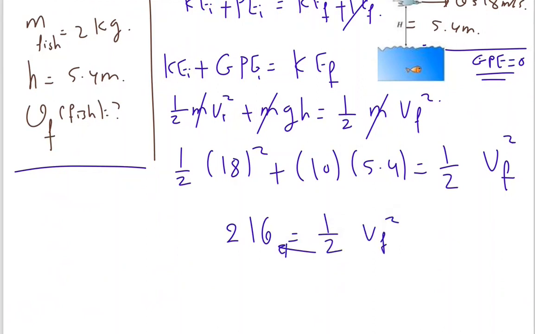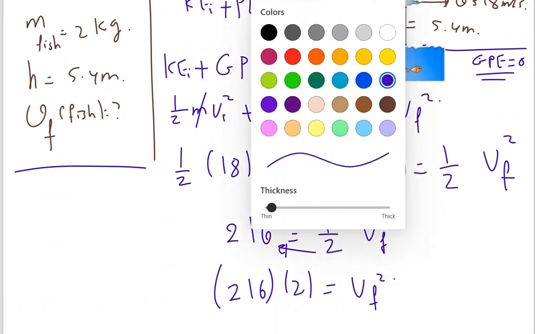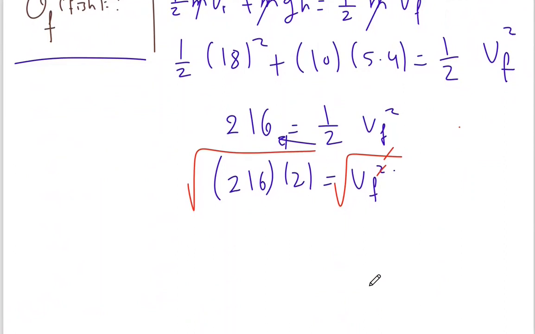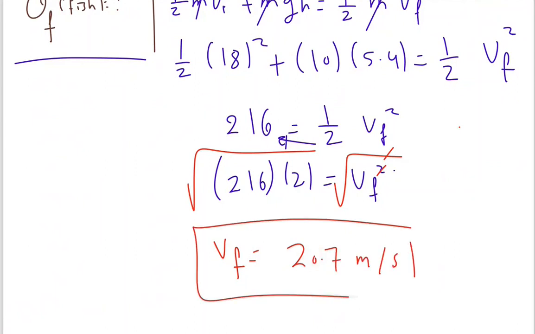Now the cross multiplication will be 216 times 2 equals v final squared. I need v final without the square, so we'll take the square root of both sides. Okay, so 216 times 2 under the square root will be 20.7. v final will be 20.7 meters per second.